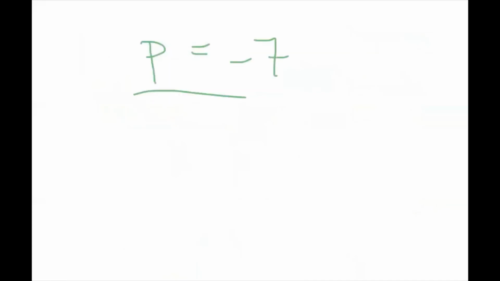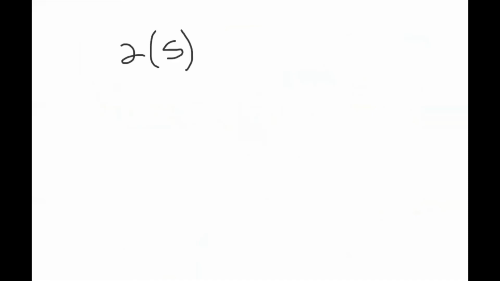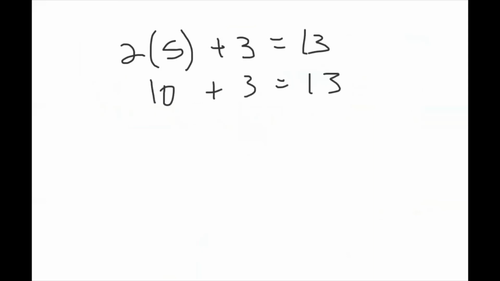And just so that we are doing some good practice here, let's check both of our answers. So our first answer was 5. So 2 times 5 plus 3, does that equal 13? 2 times 5 is 10. And then 10 plus 3 is 13. So our first answer checks out. Let's check our second answer.